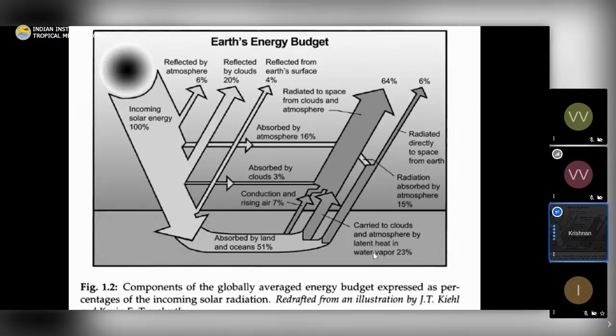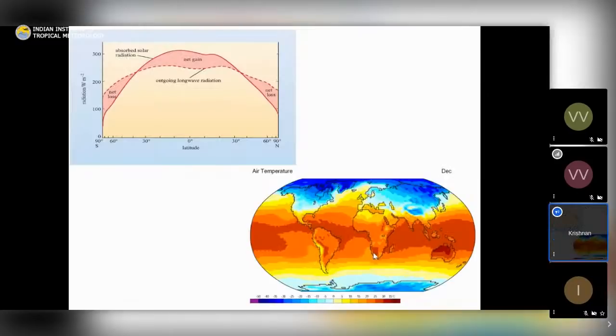And if you see the energy radiated by the planet, by the Earth atmospheric system, that is exactly 70%. So the net incoming and the net outgoing are always in balance. And it's very important for climate models to ensure that this energy balance, the incoming and outgoing, is maintained. This is very, very important when you develop climate models and Earth system models. I will come to that.